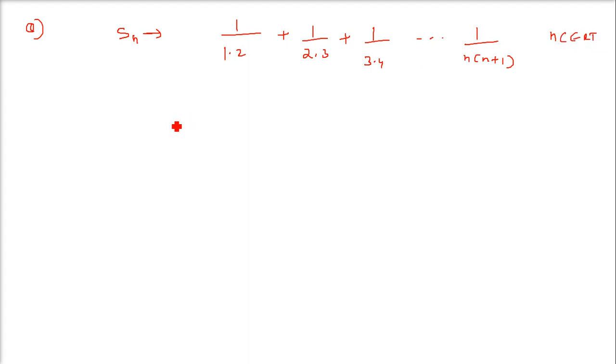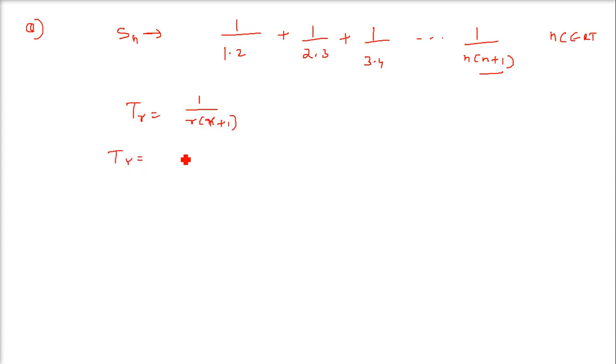The question is, we have to find out the sum of the series Sn. The series is 1 by 1.2 plus 1 by 2.3 plus 1 by 3.4. This goes up to 1 by n into n plus 1. And this is an NCERT question. So what is the Tr term? If you say any Tr term, what will be the Tr term? It is 1 by r into r plus 1. This is the Tr term.